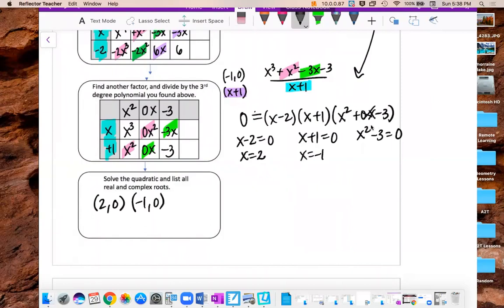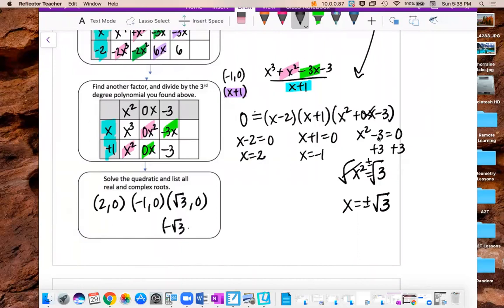And now for this one, we're going to solve. So I'm going to add 3. So I got x squared equals 3. Take a square root. And then remember, when we do square roots, you have to put that plus or minus in front. So the square root and the squared cancel over here. So x equals plus or minus the square root of 3. So then my other roots are going to be the positive square root of 3 comma 0 and the negative square root of 3 comma 0.